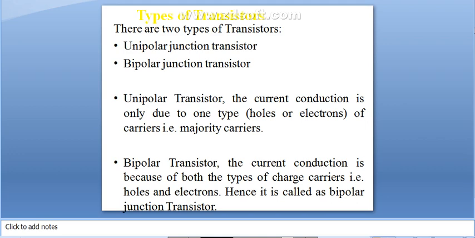So what is BJT? Why is it called bipolar junction transistor? A bipolar junction transistor is a three-terminal semiconductor device. In this, the operation depends on the interaction of both majority and minority carriers. So that's why it is called bipolar junction transistor.